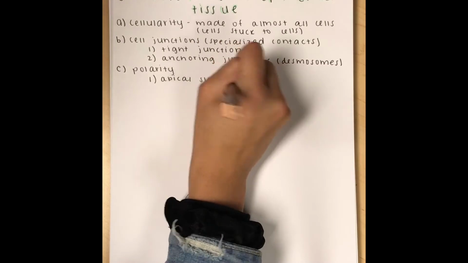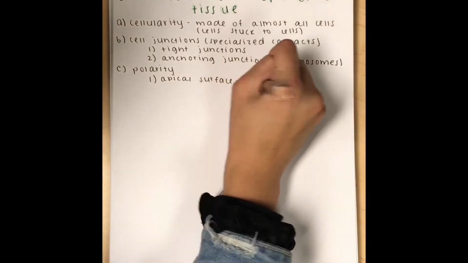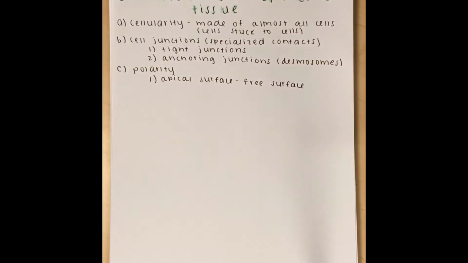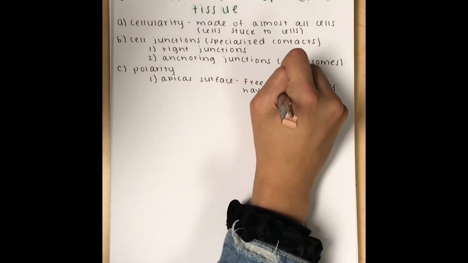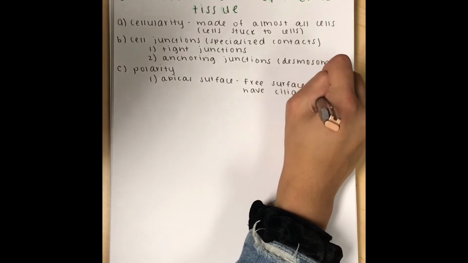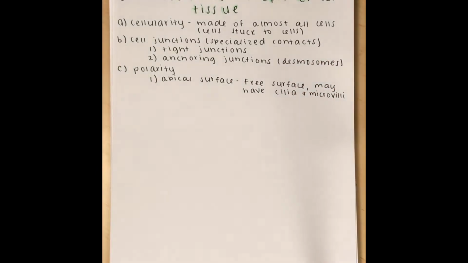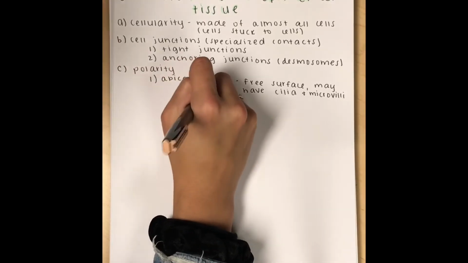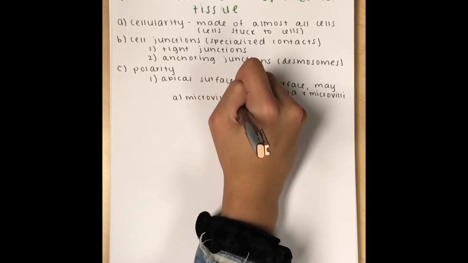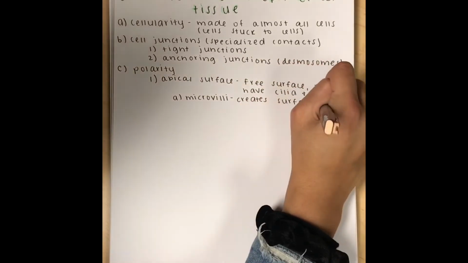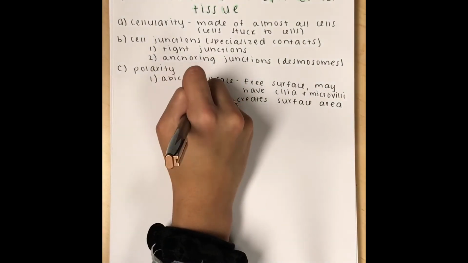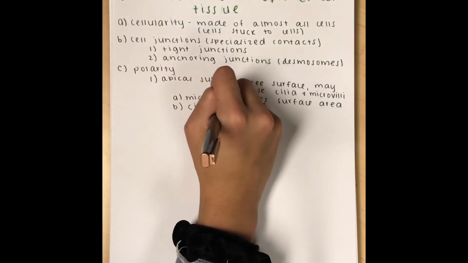Polarity refers to the differences in shape, structure, and function within a cell. Apical surface means that it's a free surface. It may have cilia and microvilli. Microvilli create surface area. They are finger-like extensions of plasma membrane that project from an exposed cell surface.